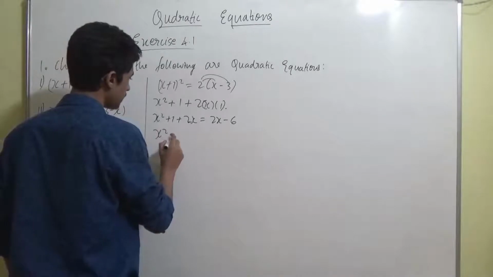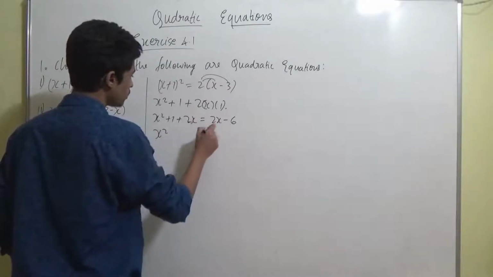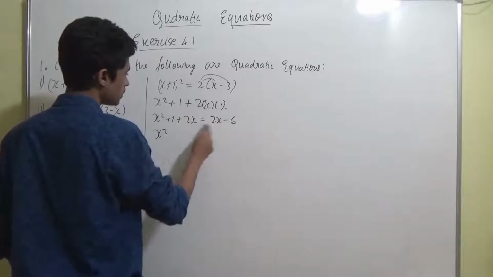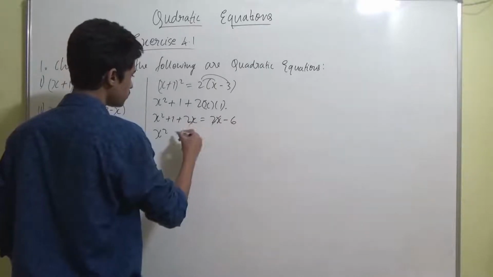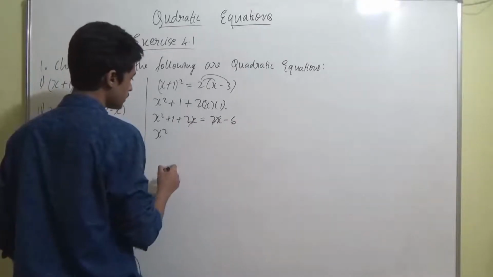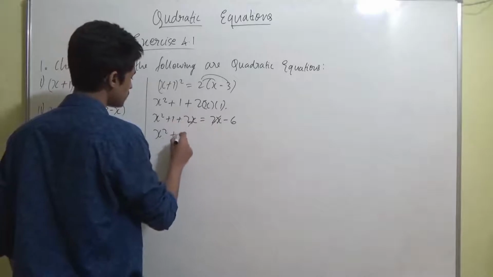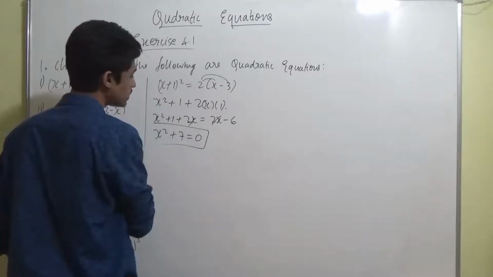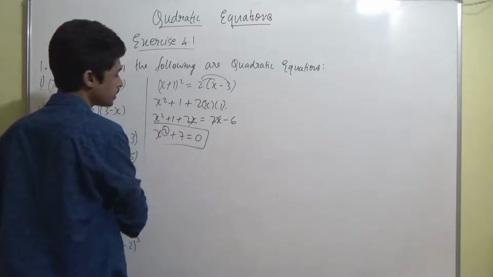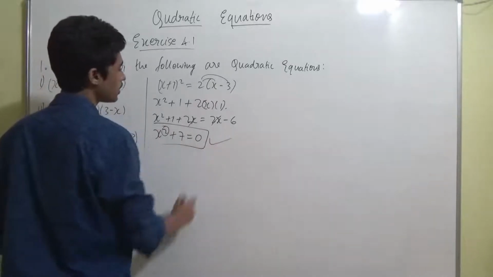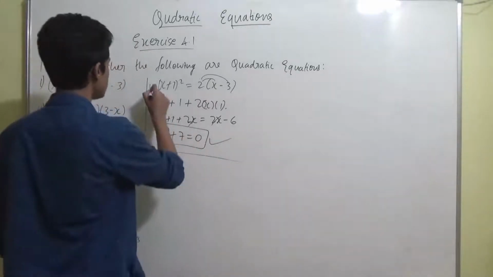Now I'll bring all the terms towards the left side. So it's going to become x square, 2x is going to get cancelled, right? Minus 6 when it comes to the left side becomes plus 6, and plus 1 plus 6 becomes plus 7 equal to 0. So if you see this equation, the highest degree in this equation is 2, which means it is a quadratic equation, right? So the first one is done.